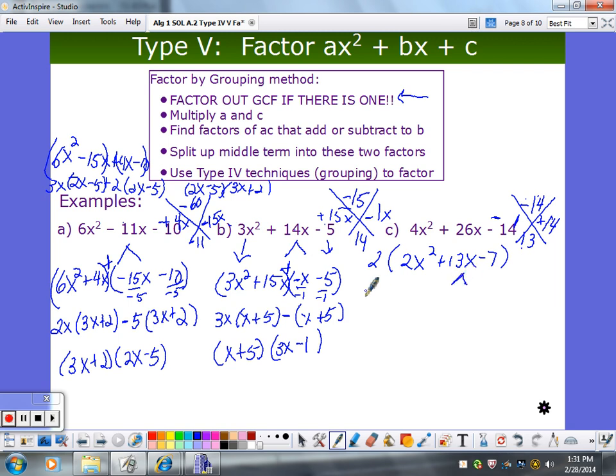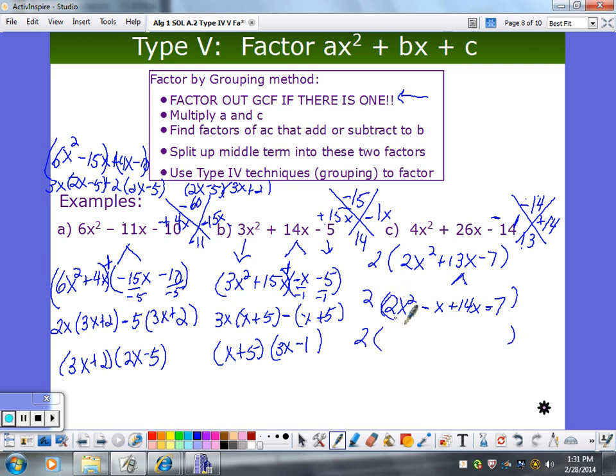I'm going to be splitting up this guy. So the 2 is here. Bring down the 2x squared. Now what do I have here? Minus x plus a 14x. But that's what we found up here. And then minus 7. 2 just hangs out.